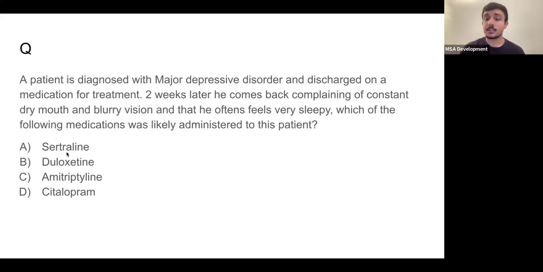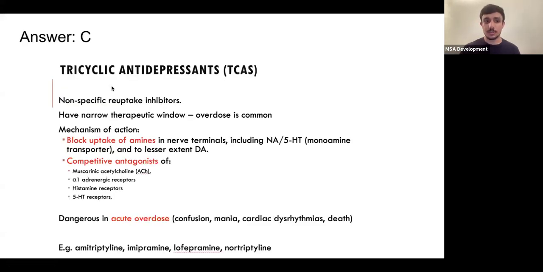Sertraline is an SSRI. It does not cause anticholinergic side effects. B. Duloxetine is an SNRI, a serotonin norepinephrine reuptake inhibitor. Does not cause anticholinergic effects. And then D is citalopram, an SSRI. You're left with C. Amitriptyline. Amitriptyline is a TCA. This is from your lecture.